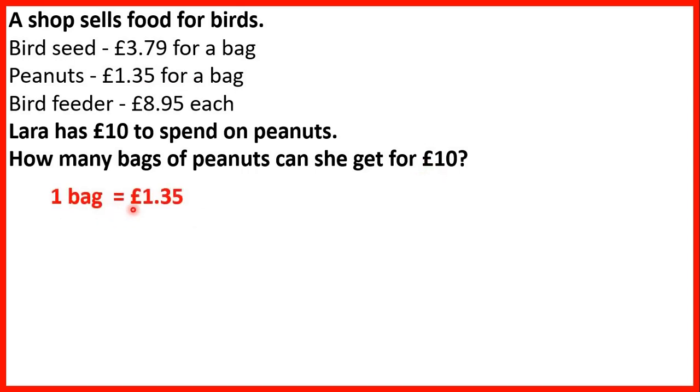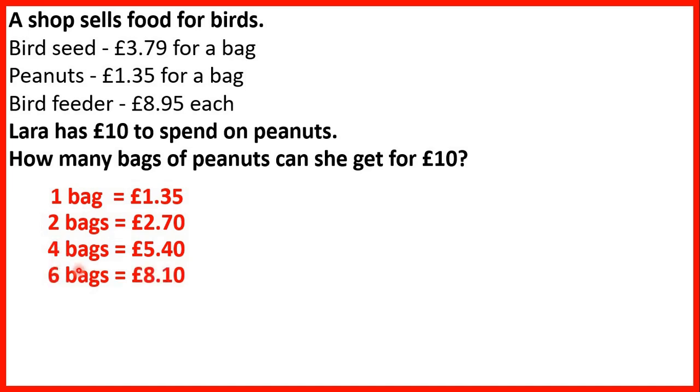So one bag is £1.35, which means that 2 bags is £2.70, because £1.35 times 2 is £2.70. But that's not close to £10, so what we can do is double, and that tells us that 4 bags cost £5.40, because £2.70 times 2 is £5.40, and of course 2 times 2 is 4. Now if we double that, we'll go over £10. So what we can do instead is work out 6 bags.